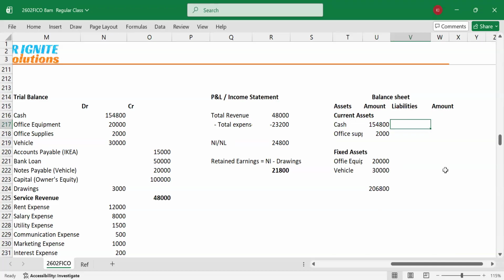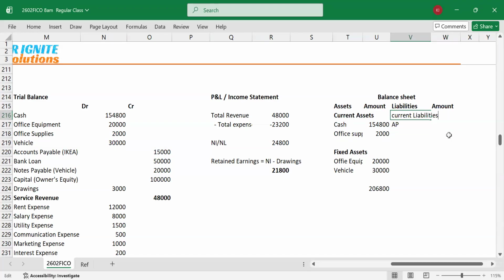I would expect similar liabilities also. Starting from current liabilities. What are my current liabilities? Let's say your accounts payable related. What is your accounts payable? Only IKEA in this case, 15,000. So consider this liability is 15,000. You don't need to put a minus number, but you can directly add it here, current liabilities. And let's say, what is this?